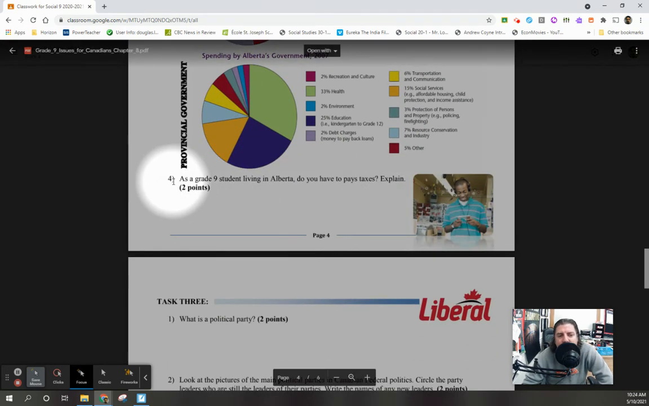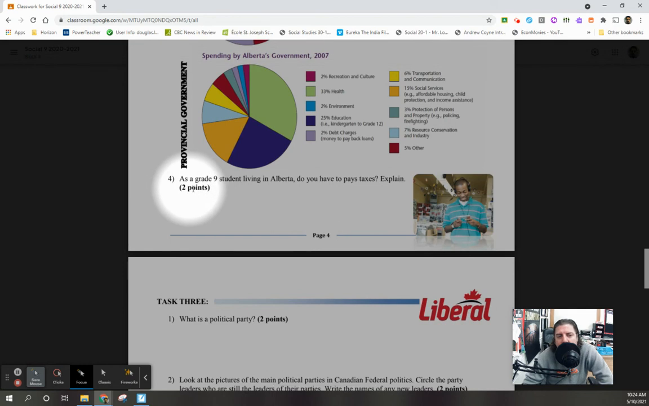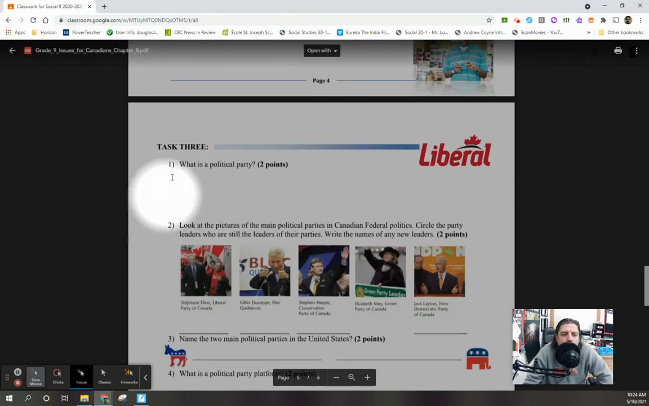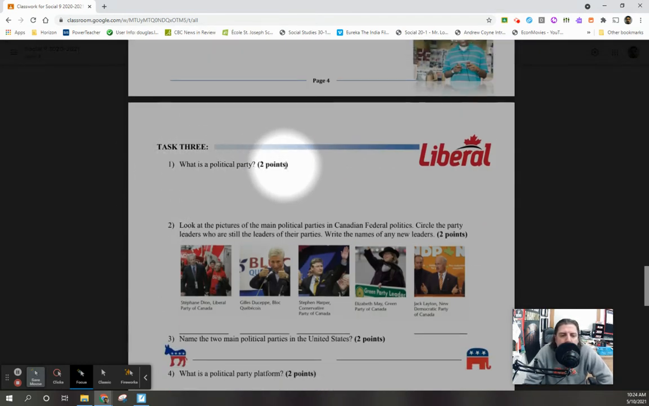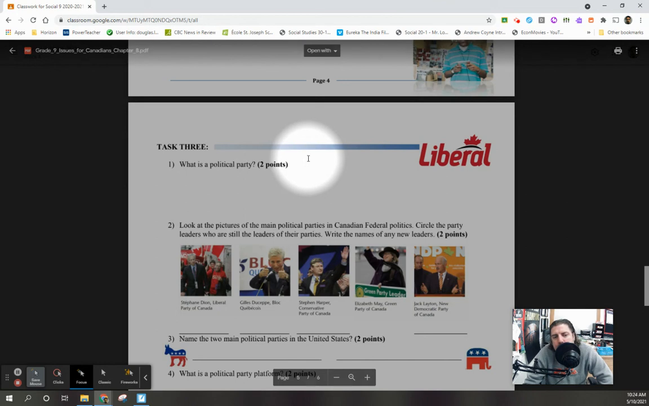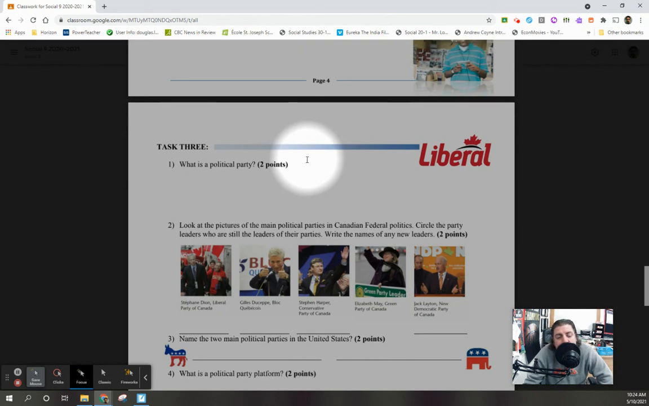Somewhere in the chapter 8, it talks about, as a grade 9 student, or at least it talks about an age, do you have to pay taxes regardless of your age? You need to find that out. Then you need to define a political party. Okay, a political party. So that definition should be in your textbook.